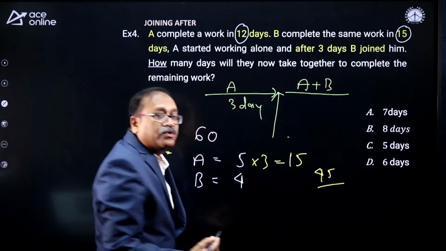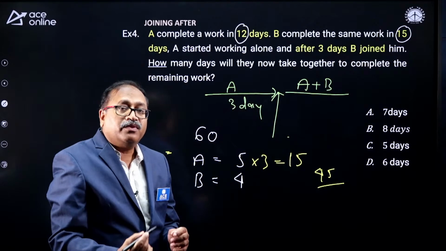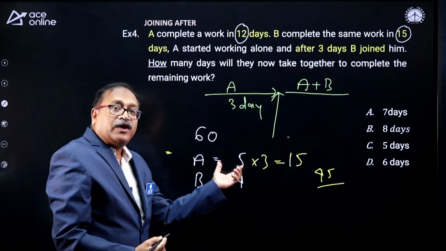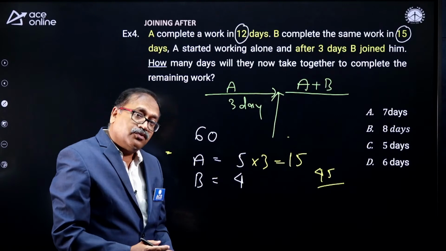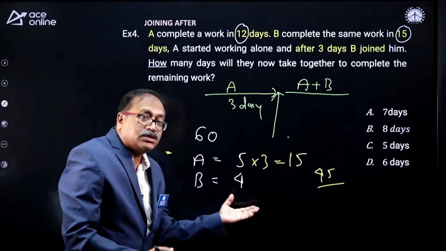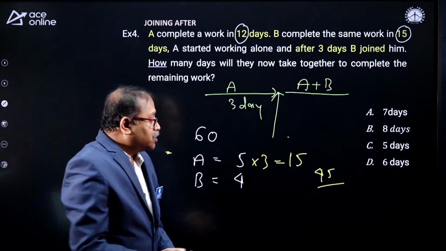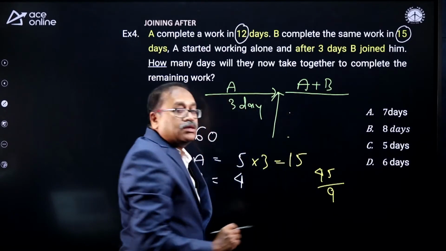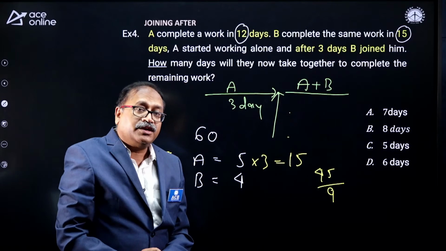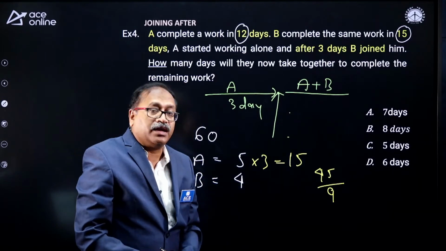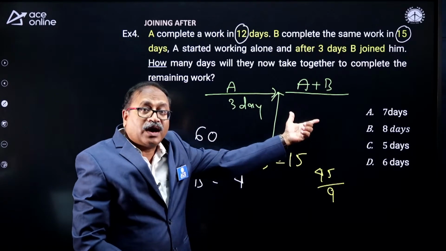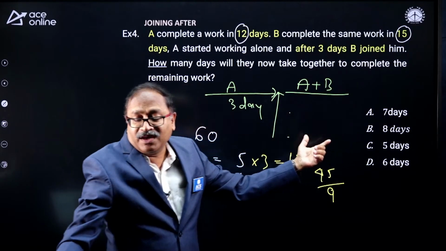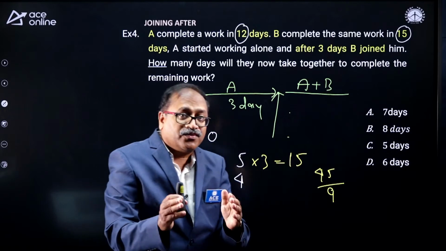So the number of units to be completed is 45. And how many units per day will be completed if they are working together? A completes 5 units and B completes 4 units. Together that is 9 units. So 45 units are there, and per day 9 units will be completed. How many days will it take? 45 divided by 9. So here it's 5 days. That means the remaining work will be completed in 5 days.